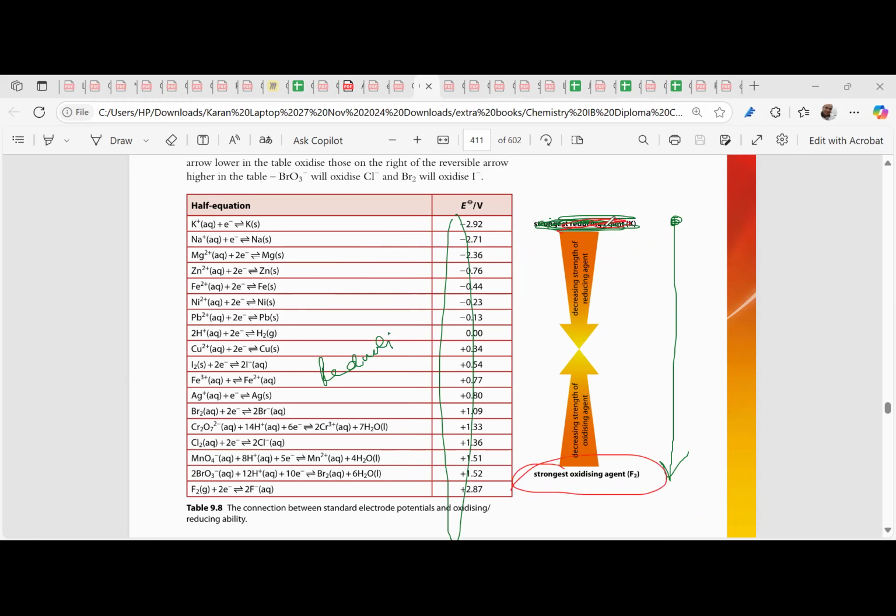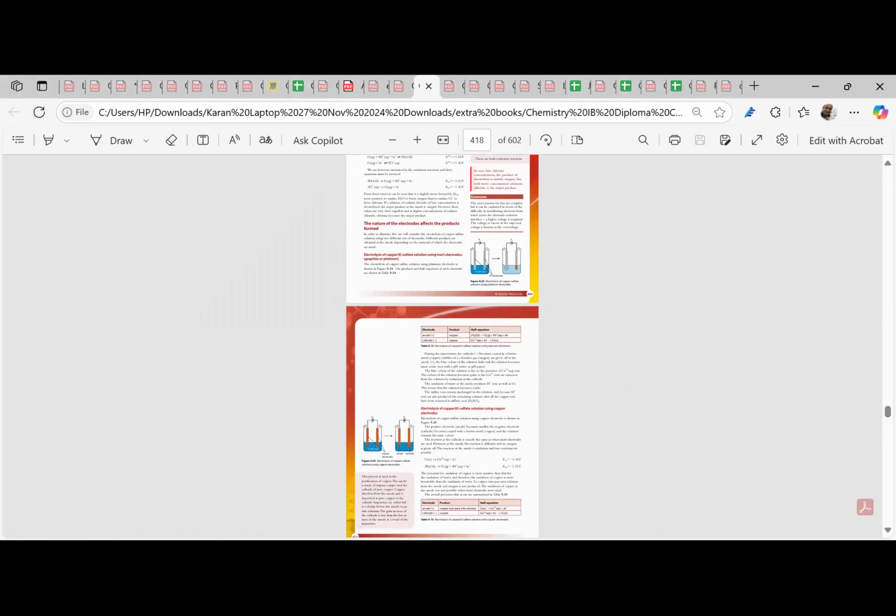Now everybody, tap out on the top. This will be the weakest oxidizing agent or what? If this is the strongest oxidizing agent, the top will be the weakest oxidizing agent. Is it clear? Understood this part? Clear, everybody? Fine. You get my point? Easy. Now everybody, solve this question. That will be helping you.